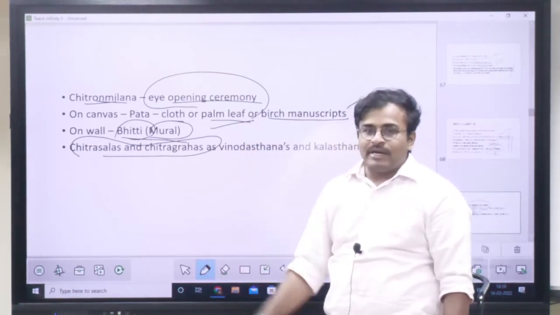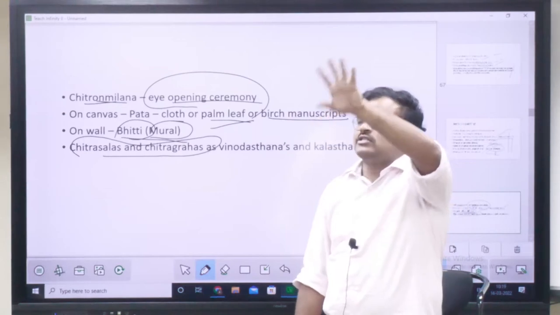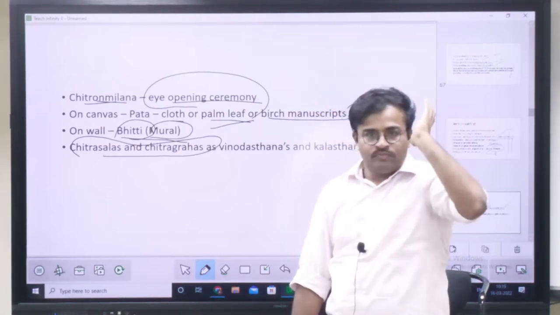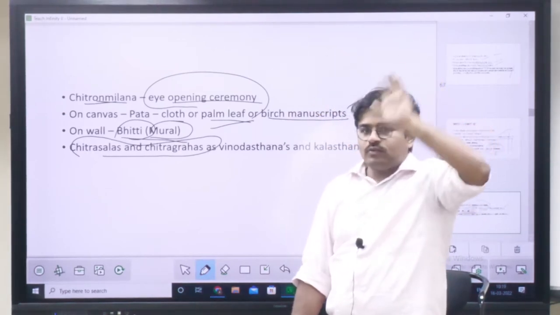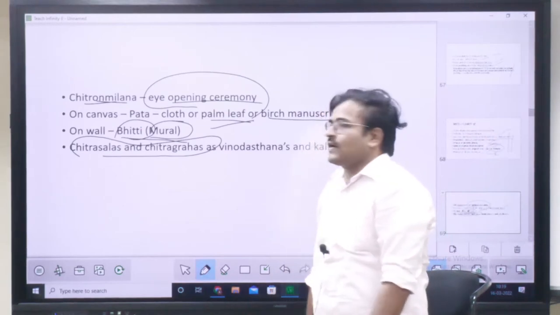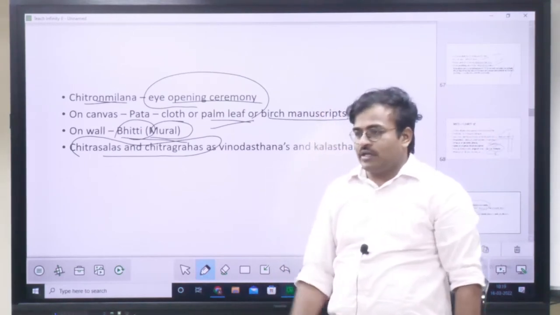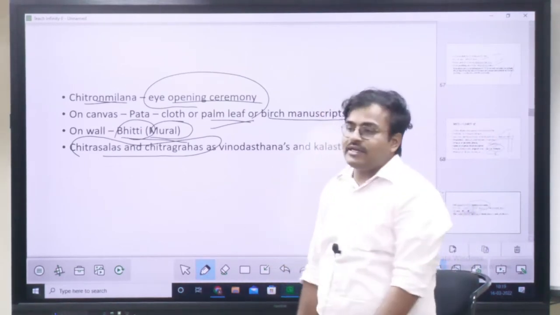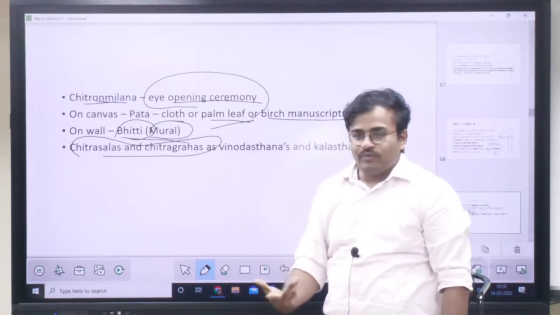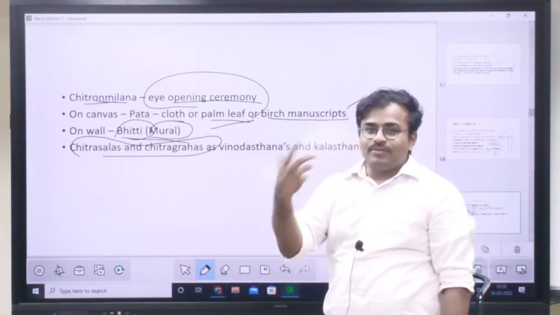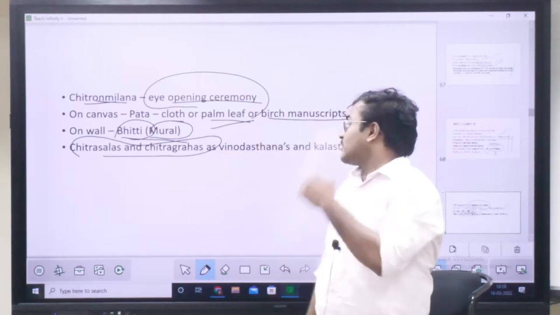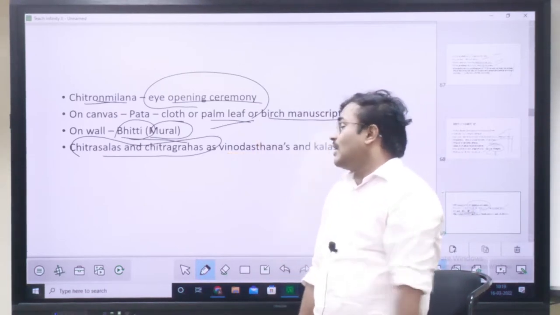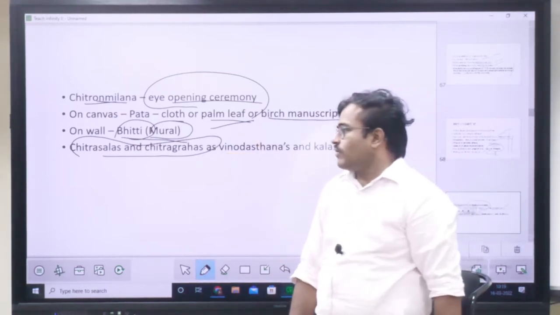Okay, there people used to pay some money and go into the tent where the paintings are hung or done on the cloth. Are you getting this? So this is what is known as the chitrashala and chitragraha. They are exhibitions of paintings. You write it. Chitrashalas and chitragrahas are exhibitions of painting.